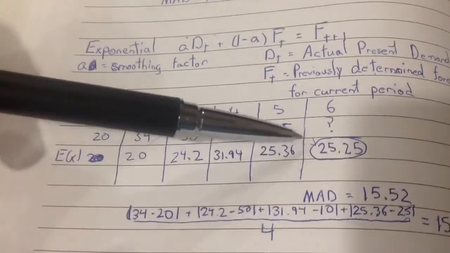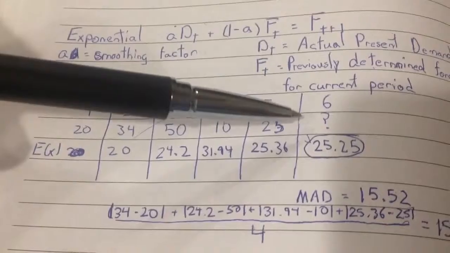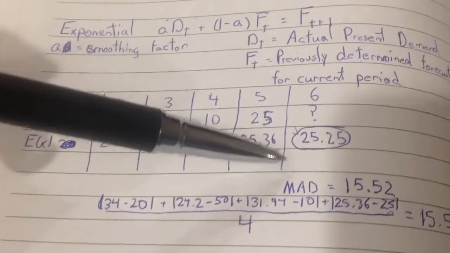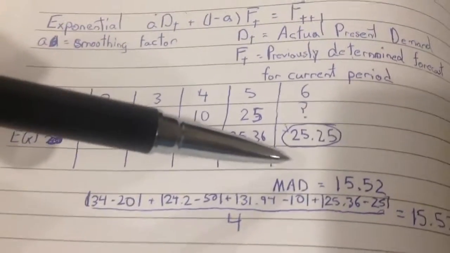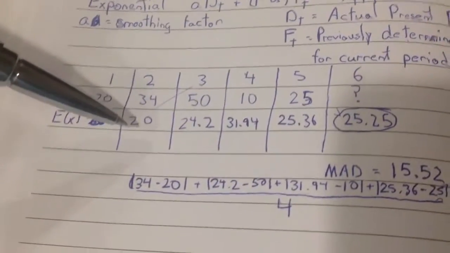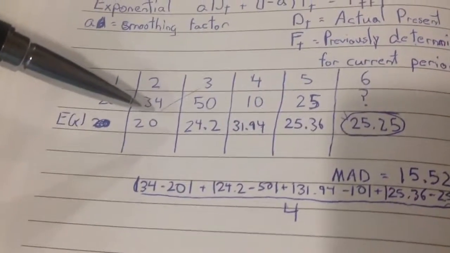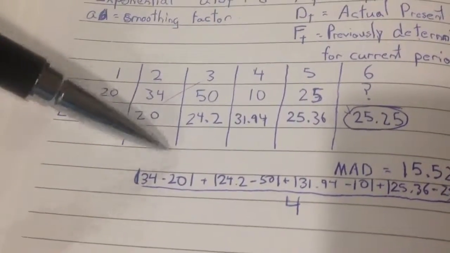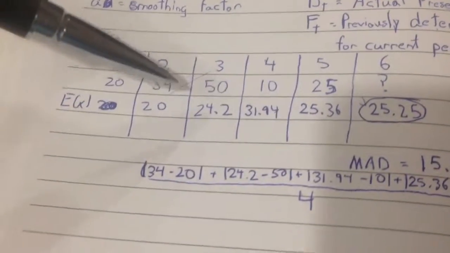So our forecast for week 6 is 25.25 genes. And the second part of the problem, which is calculating the mean absolute deviation, to solve that, we take the expected value subtracted by the actual value for the week, take the absolute value of that, and add up all the weeks we have forecasts as well as data for.